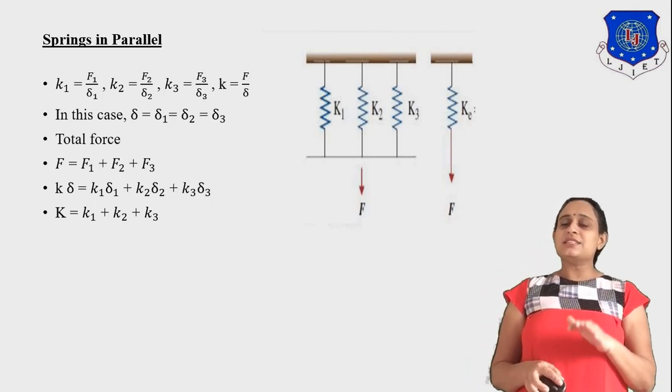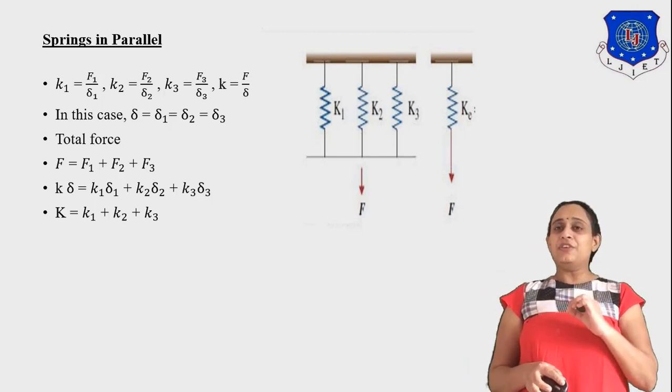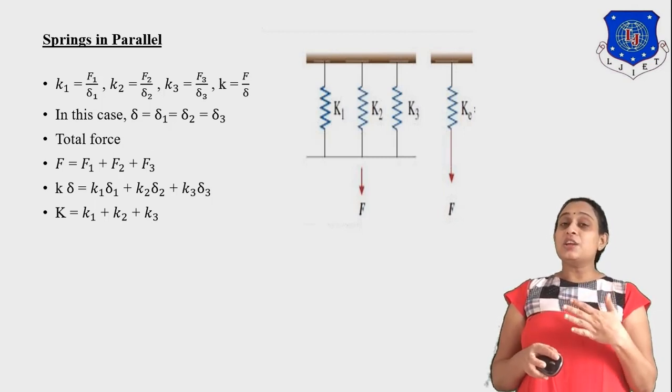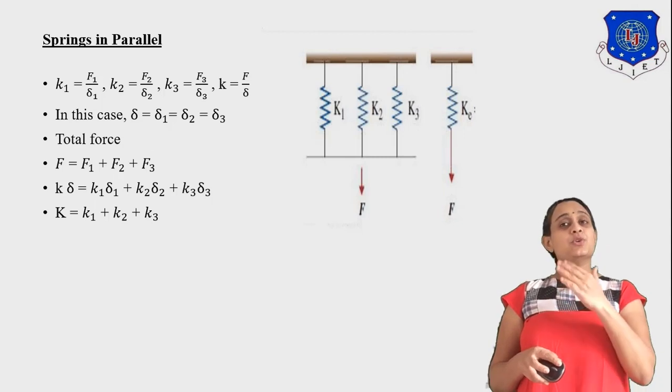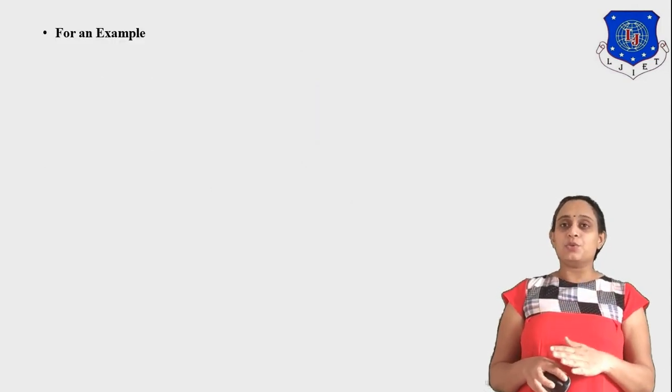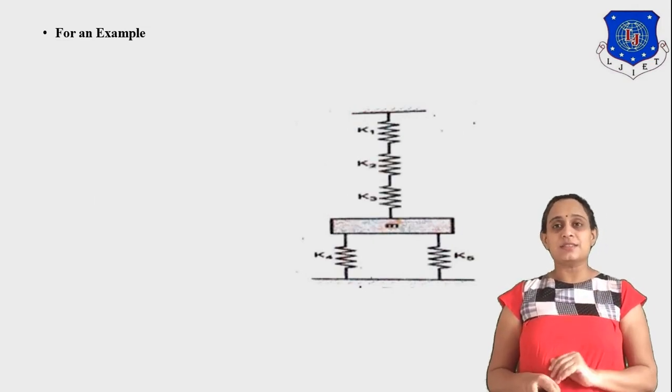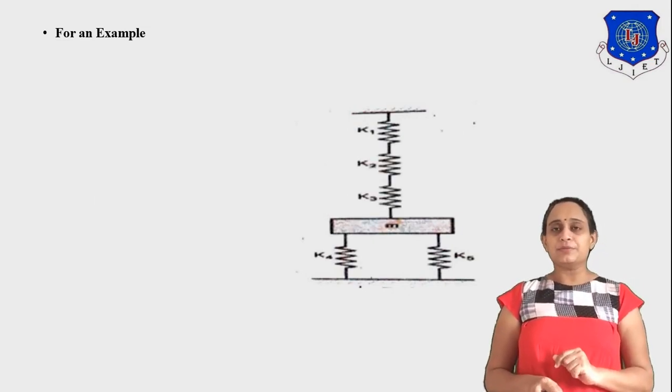Clear? So, if the springs are in parallel, we are getting this kind of equation. If springs are in series, we are getting the equation as 1 upon K is equal to 1 upon K1 plus 1 upon K2. So, these are both of these theories. I hope you can understand this. Now let us have our example.